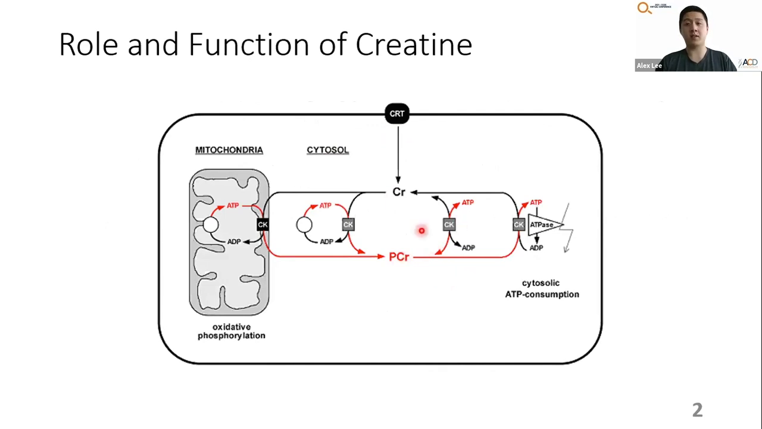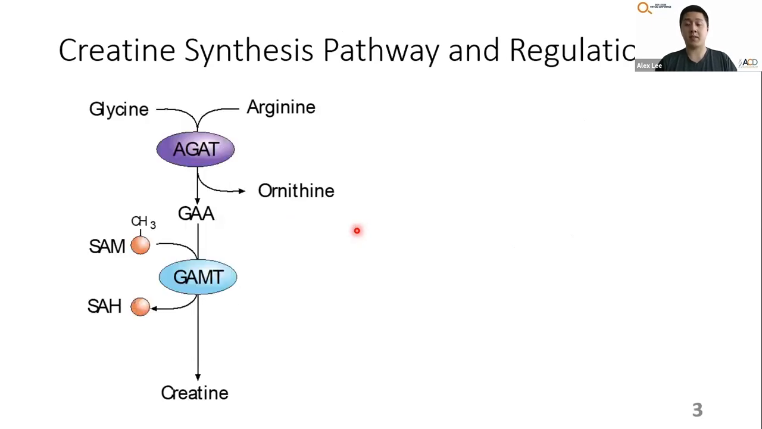The combination of creatine, phosphocreatine, and creatine kinase act in conjunction to buffer imbalances in ATP levels within the cell and maintain its homeostasis. In addition to being taken up by cells via the creatine transporter, creatine can also be synthesized within the cell via the activity of two enzymes.